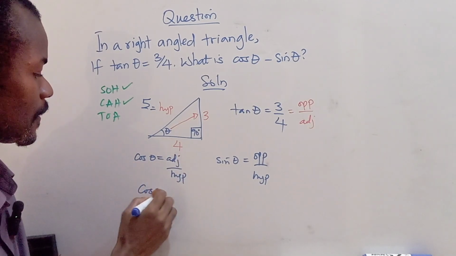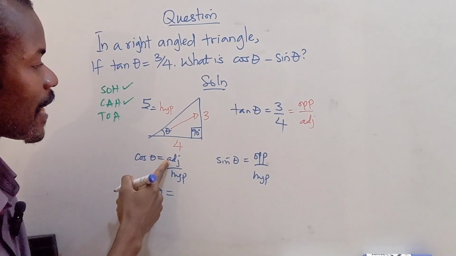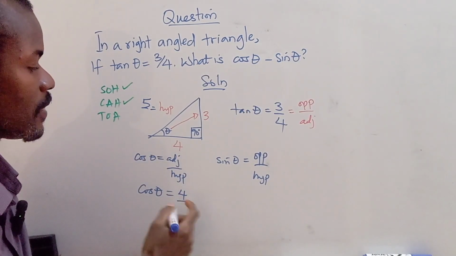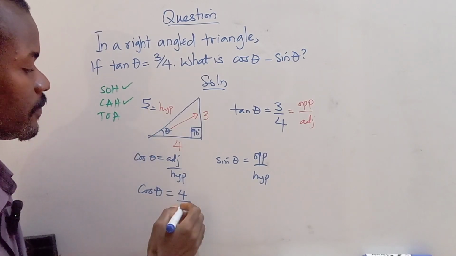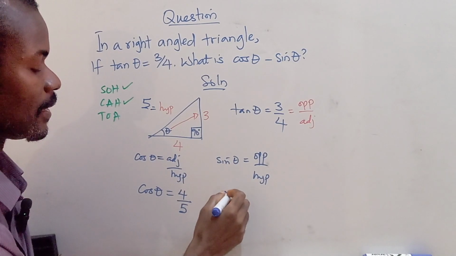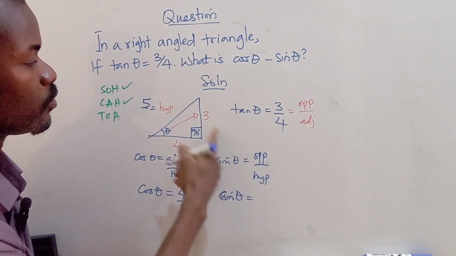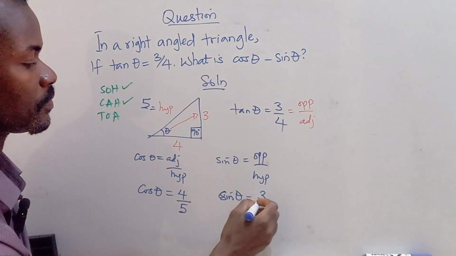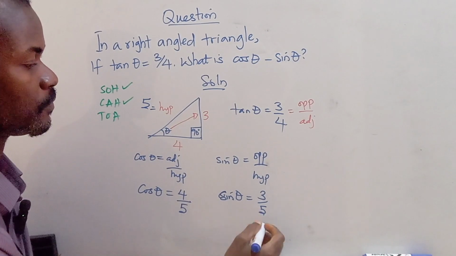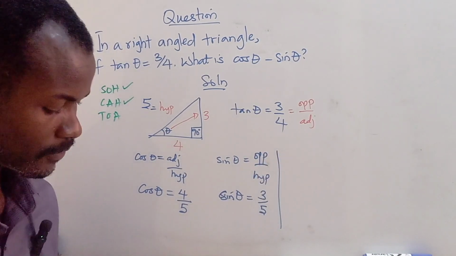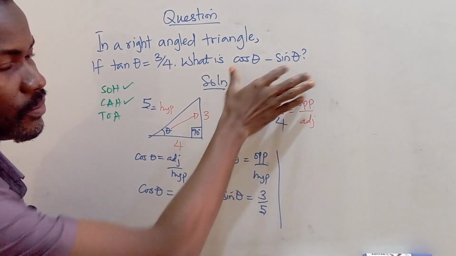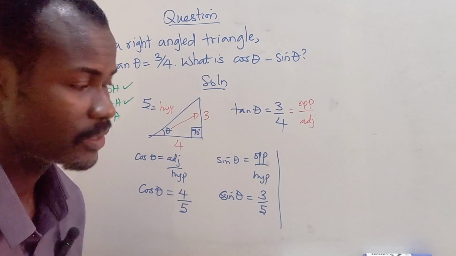For cos theta, we have our adjacent, which is 4, divided by the hypotenuse, which is 5. For our sin theta, we have our opposite, which is 3, and our hypotenuse is 5. Now, having gotten that, we can substitute back into the expression.